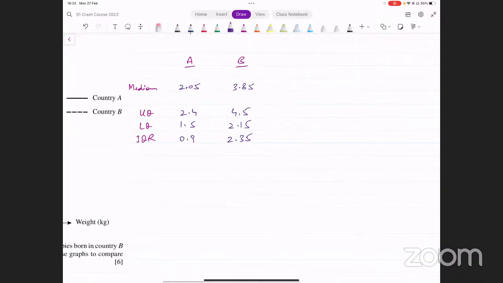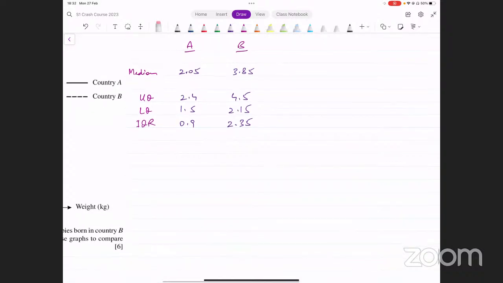I can say, on average, birth weights of babies in country B are higher. So the median for country B's babies' weights is higher as compared to babies in country A. And also, there is more variation in these weights. The interquartile range is also greater. So variation in the weights of babies in country B is also higher as compared to country A. So we can just write those two statements down here.